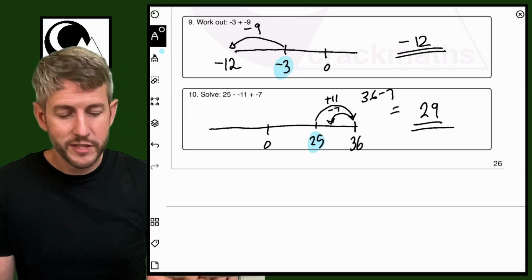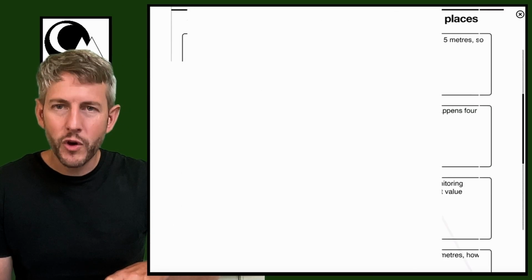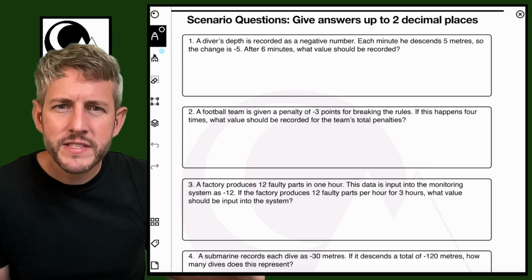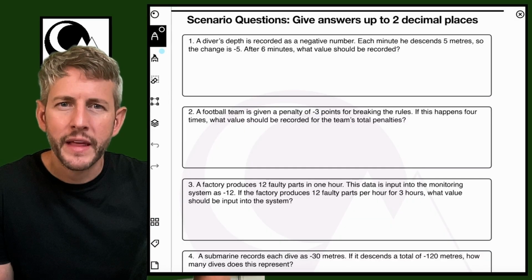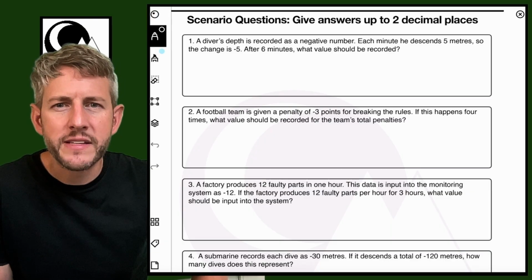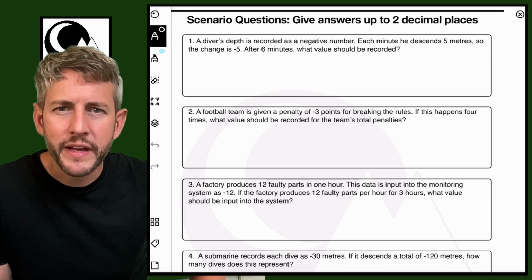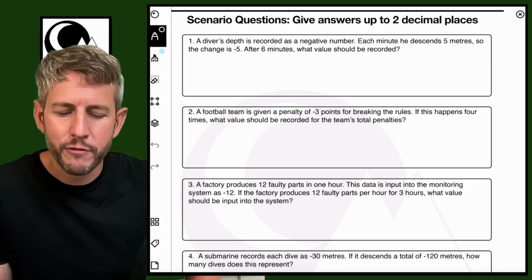Let's now move on to the scenario. So here we go. We've got question 1 of the scenario here. Question 1 says, a diver's depth is recorded as a negative number. Each minute he descends 5 metres, so the change is -5. After 6 minutes, what value should be recorded?